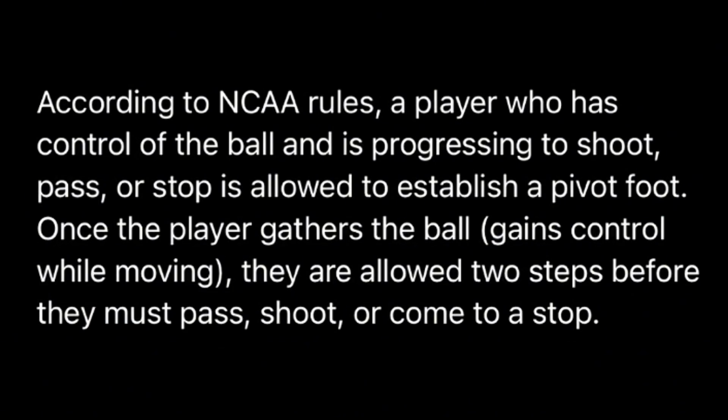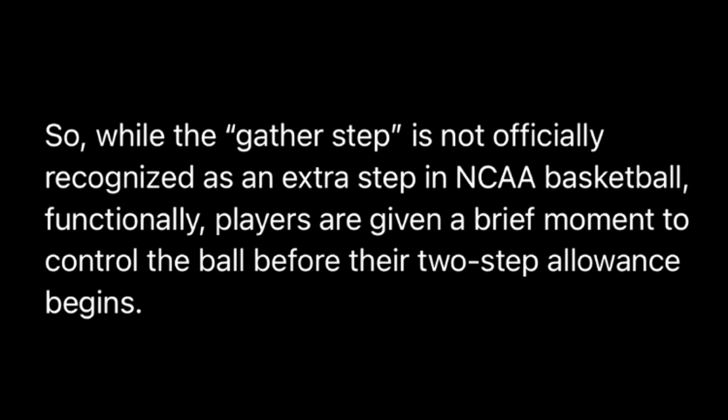According to NCAA rules, a player who has controlled the ball, progressing to shoot, pass, or stop is allowed to establish a pivot foot. Once a player gathers the ball, gains control while moving, they're allowed 2 steps before they must pass, shoot, or come to a stop. So, while the gather step is not officially recognized as an extra step in NCAA basketball, players are given a brief moment to control the ball before their 2-step allowance begins.